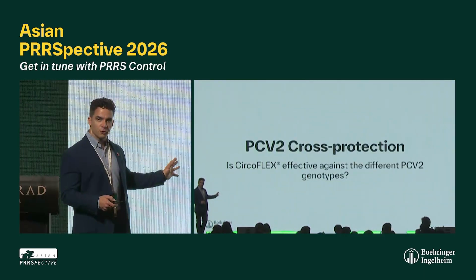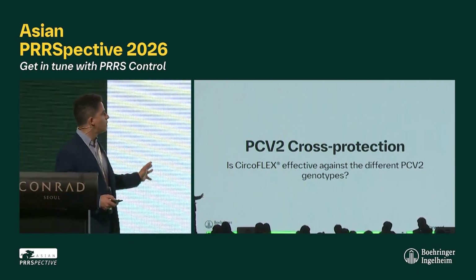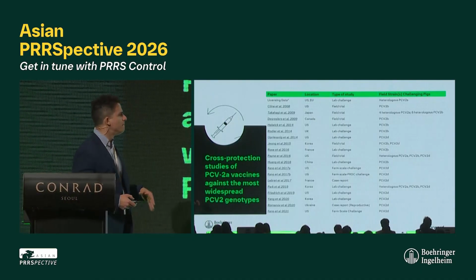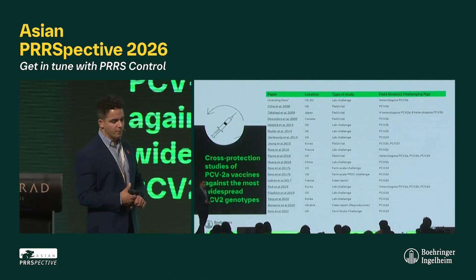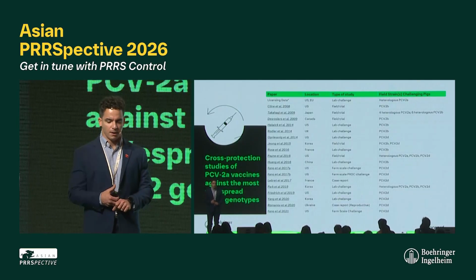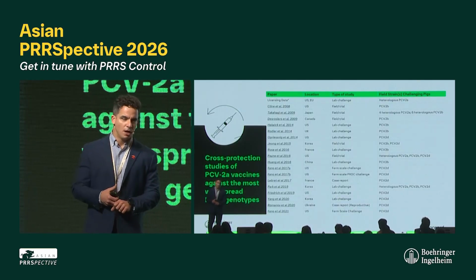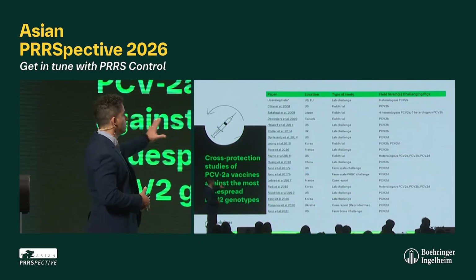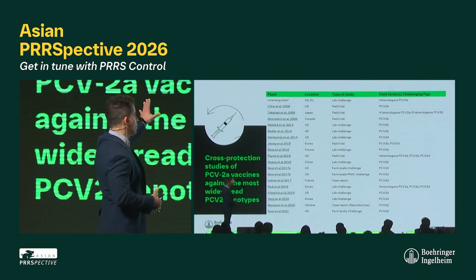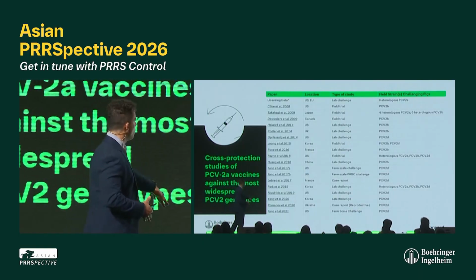Talking about this cross-protection that we just mentioned, there are many, many different studies that have been done with the Circoflex vaccine across many of those different genotypes that are present in the field, right? So you can see here all of those different studies.